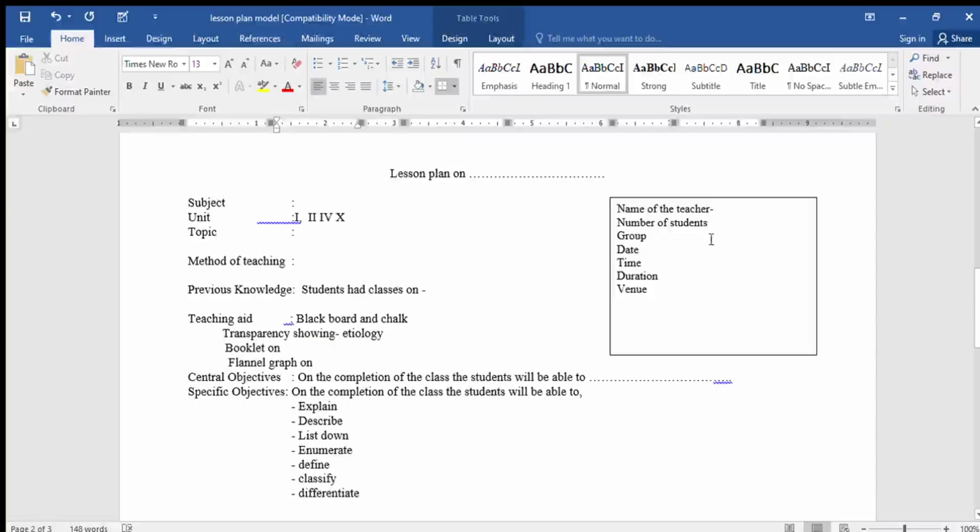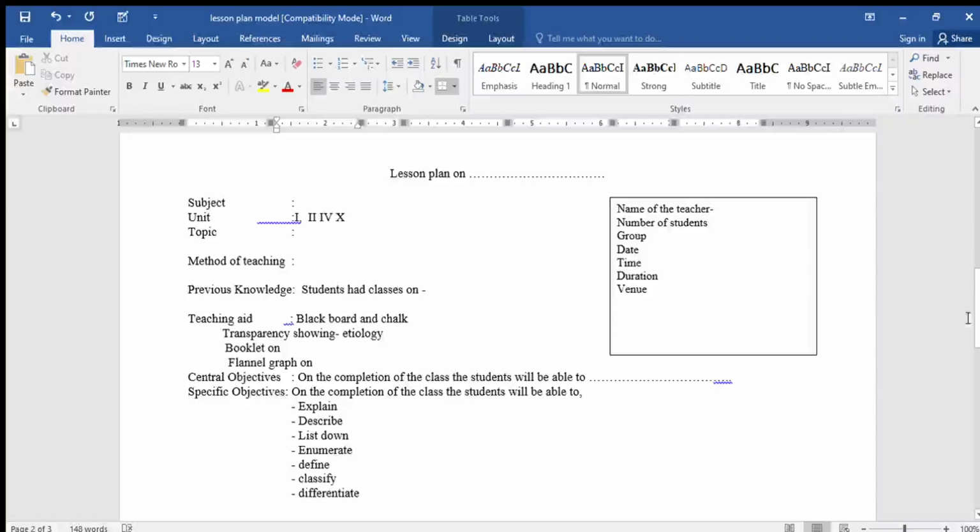And for the remaining members, if you are taking the class for the same batch, except you, others will be the students. So you can write 49. So group 4th year, if you are taking the same class. If it is for the 3rd year, it is 3rd year classroom. And date, time, duration, and venue.